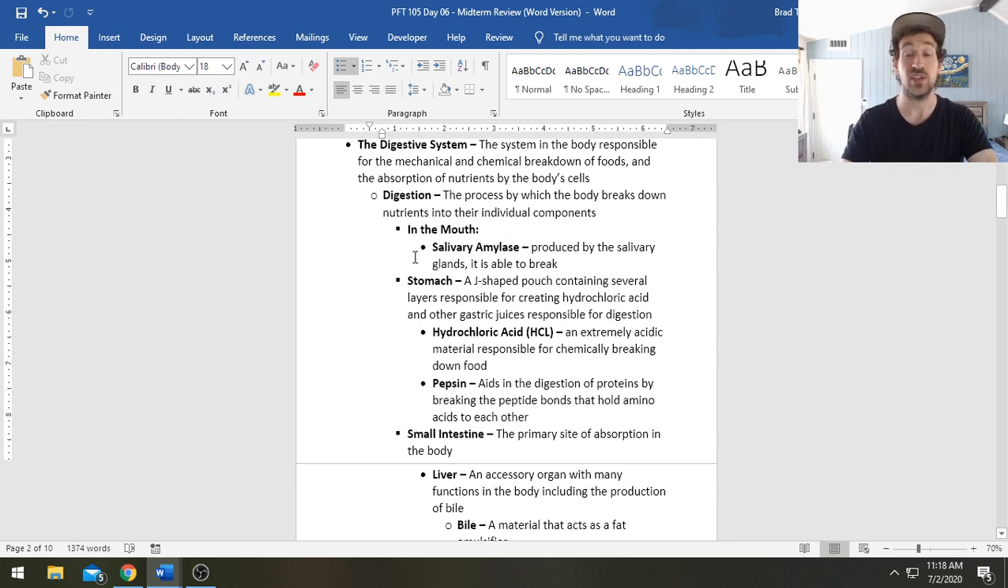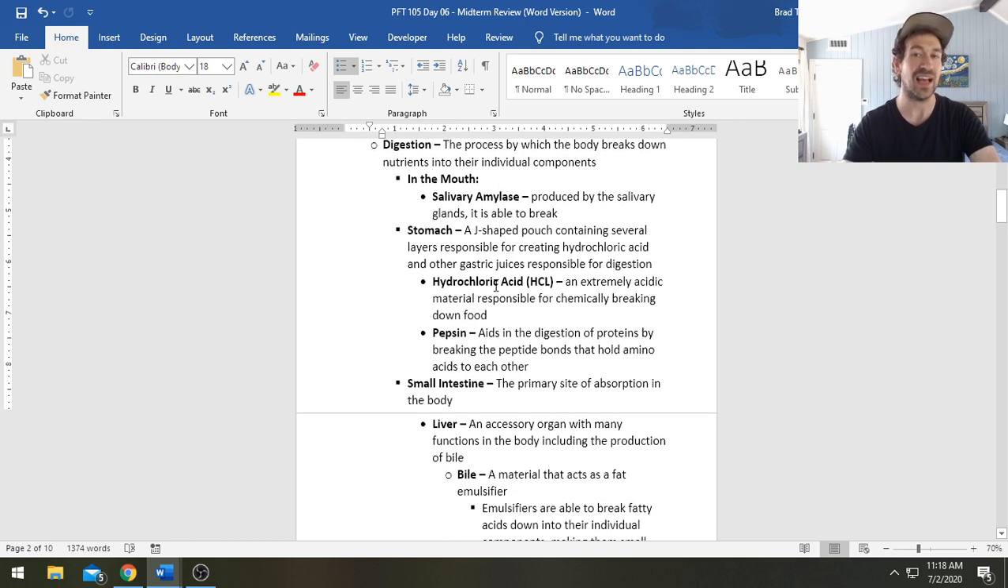So the process of digestion is all about breaking stuff down, and the process of absorption is all about getting stuff to pass into our actual bloodstream so it can get carried throughout our body into all of our individual cells. So the first part of digestion is going to take place in our mouth through things like chewing, and that's a really good example of a mechanical breakdown.